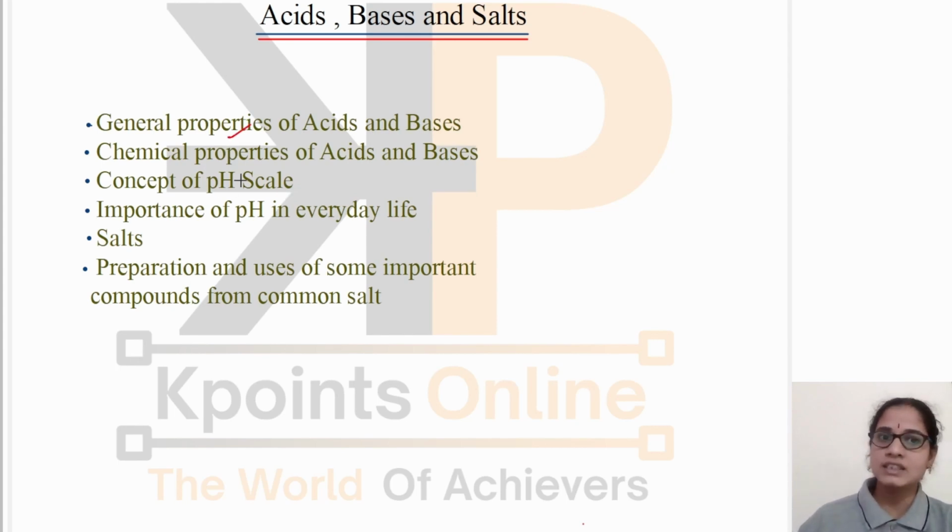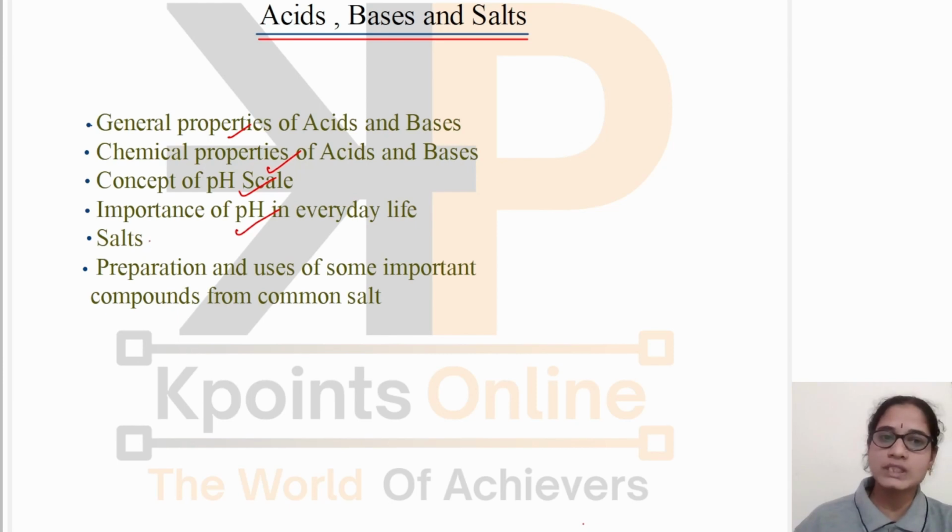Yes, my dear students, in this chapter we are going to study the general properties of acids and bases, and also we will be studying about the chemical properties of acids and bases, like how do they react with each other and how do they react with metals, metal carbonates and all. And we will come across the pH scale. It is a scale which is used to measure the strength of acids or bases. Then we are going to study the importance of pH in everyday life.